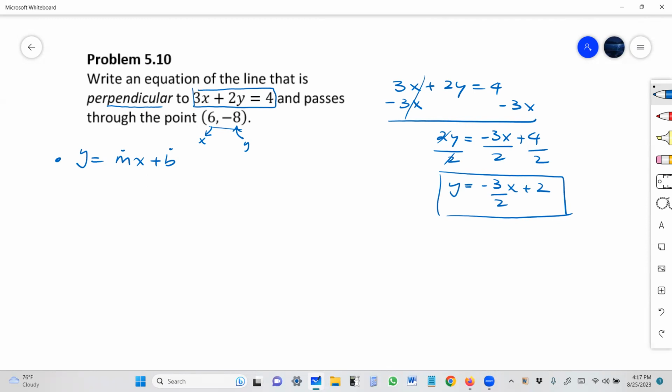But I know that my line is perpendicular to this. So this is what you're going to do. This is your M1, if you want. To find M2, when the lines are perpendicular, this is what you're going to do. You're going to multiply this value by -1. So minus a -1. And you're going to flip the values. So 3 over 2 is going to become 2 over 3.